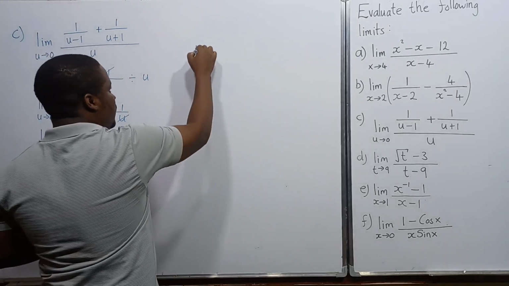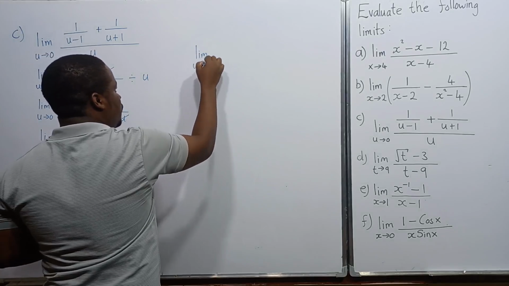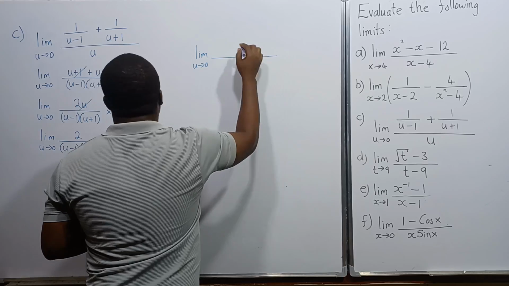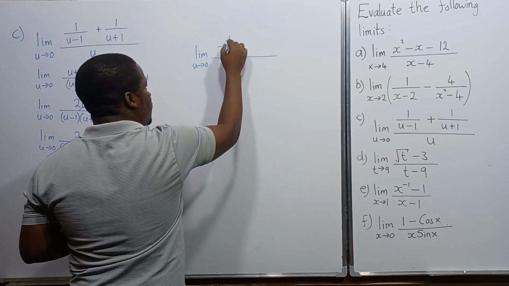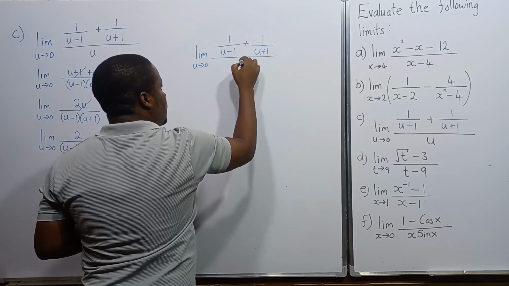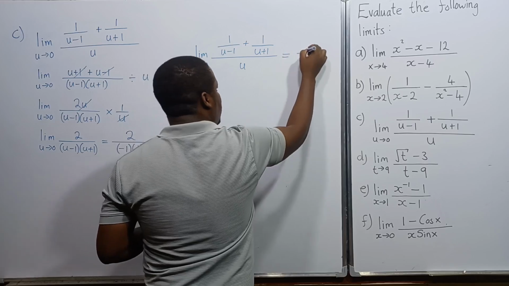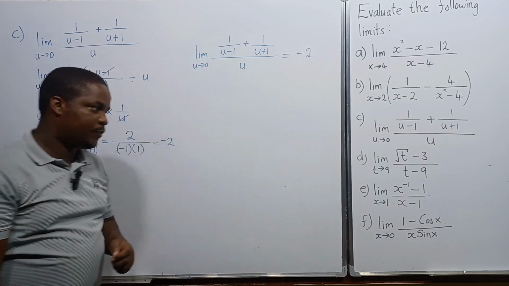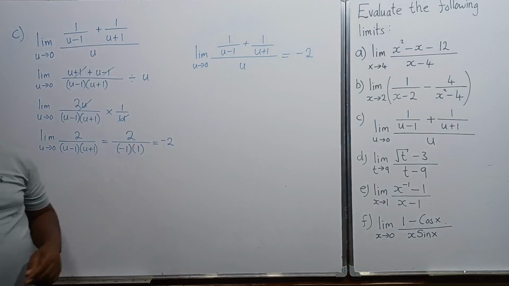Hence, the limit as u approaches 0 of the function 1 over u minus 1 plus 1 over u plus 1 over u, all this is just equal to negative 2. Okay, let's go to the next one.